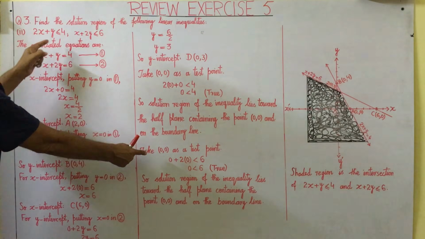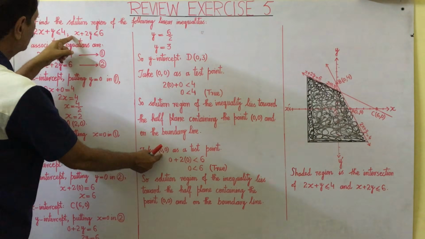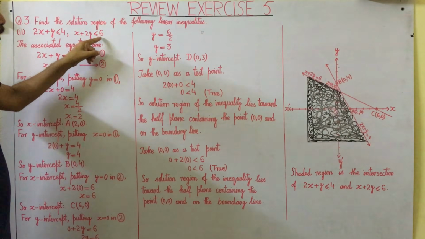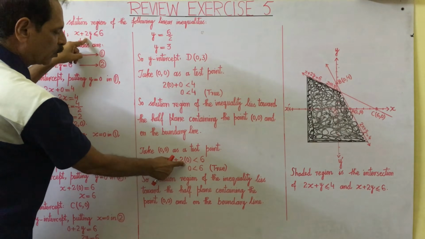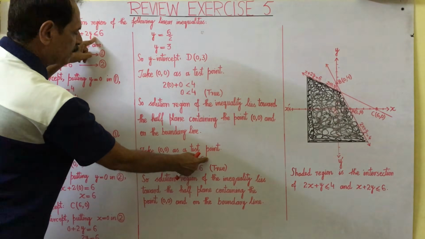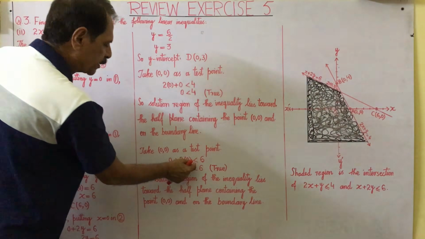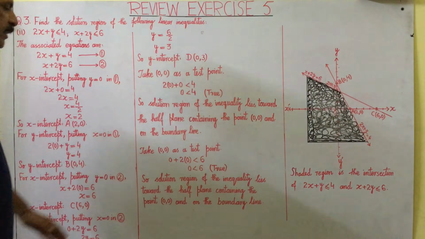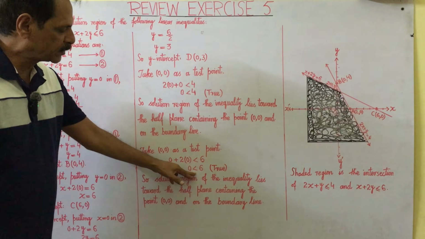Again, take 0, 0 as a test point and put it in the second inequality, which is x plus 2y is less than or equal to 6. x is 0 plus 2 into y is 0 is less than 6. Here it is less than or equal to, but you know that 0 is less than 6, so here you will write only less than. 0 plus 0 is 0. 0 is less than 6.